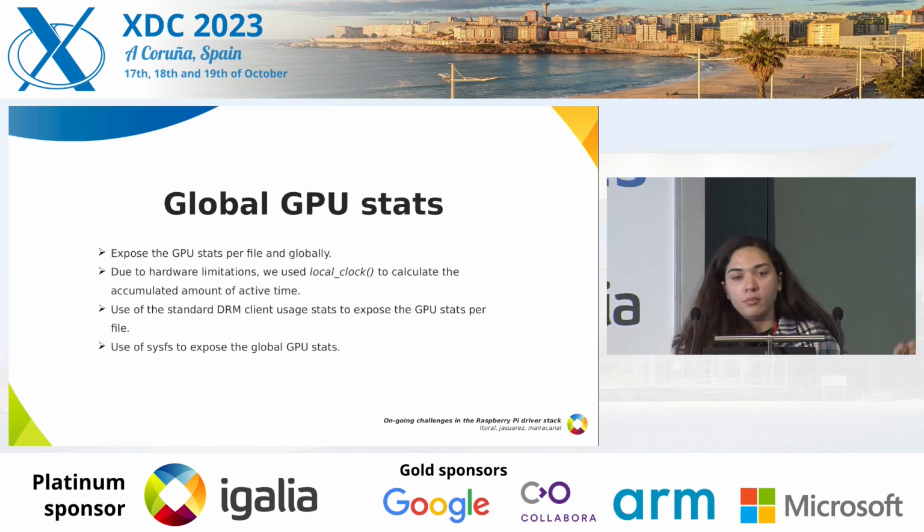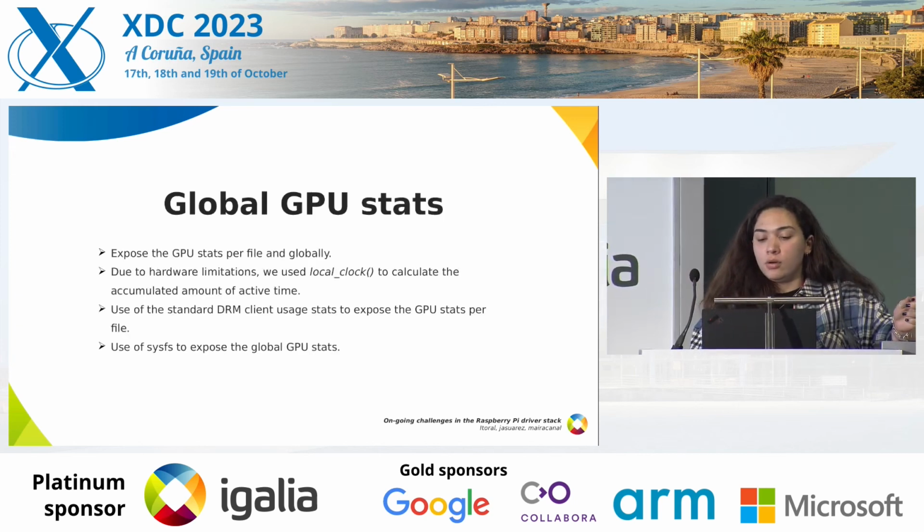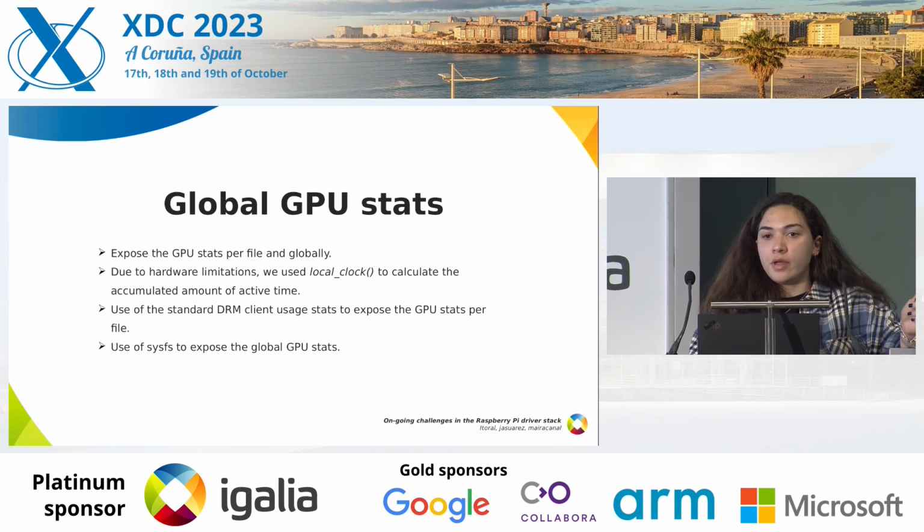Okay, so the last most important feature that we introduced to the Raspberry Pi driver stack recently was GPU stats. We exposed them globally and per file descriptor. And due to some hardware limitations that we have on the Raspberry Pi, we ended up using a CPU resource to calculate the accumulated amount of active time, because we don't have a way to do this in the GPU. So we ended up using the local clock to calculate the accumulated amount of active time.